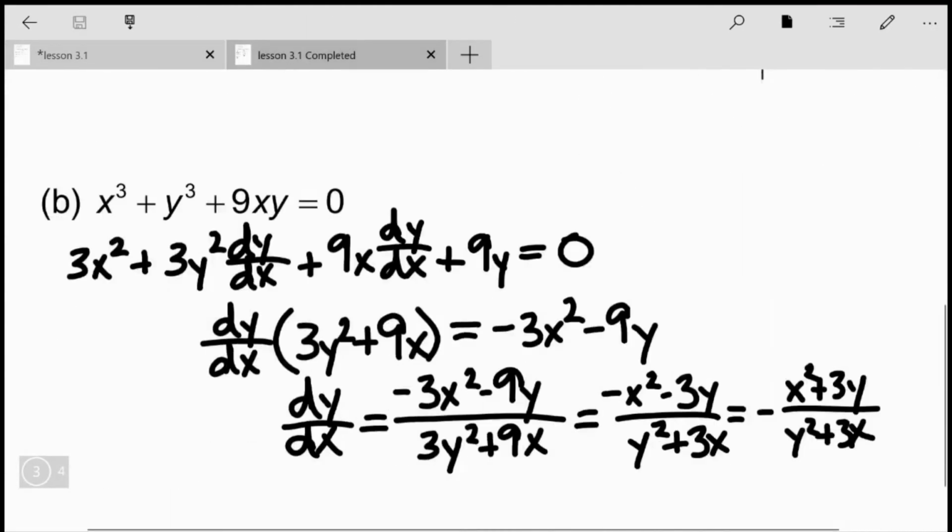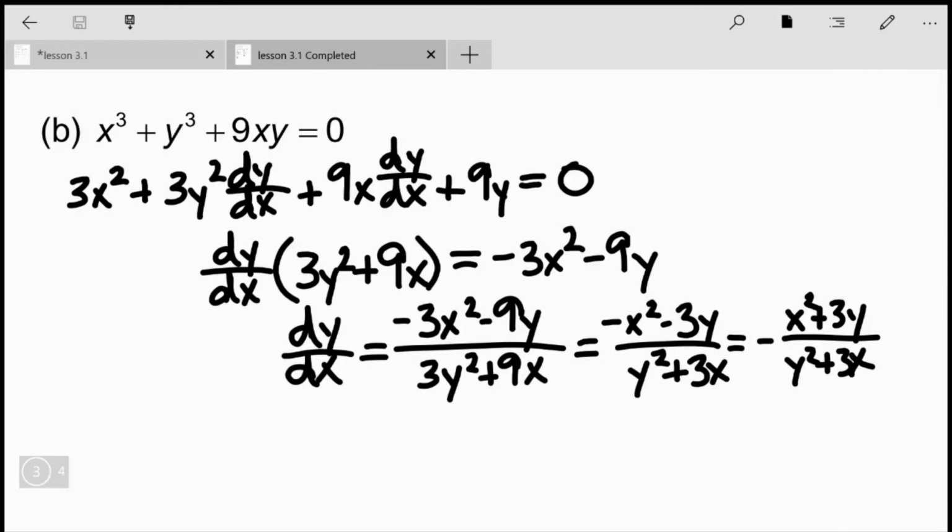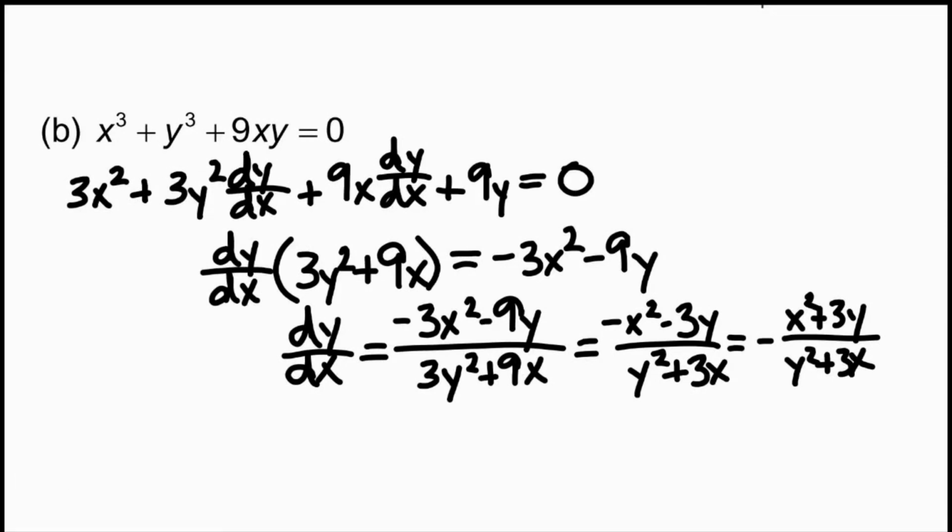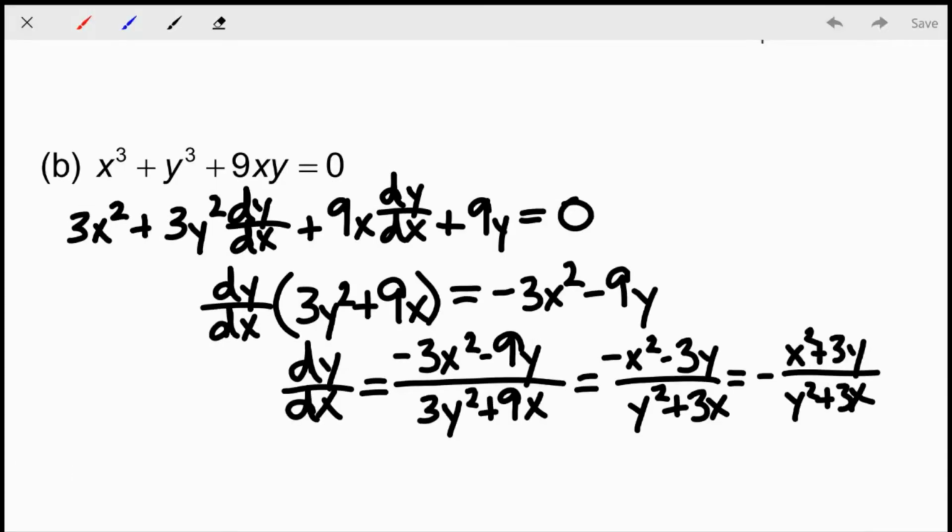Okay, so here's what you should have ended up with for that one. You can see that on the first step, I didn't try to do any algebraic manipulation. I just took the derivative of the equation in the form that it was in, and I got 3x squared plus 3y squared dy dx plus 9x dy dx plus 9y. So that second piece of it is all the result of doing my product rule. Okay, and then on the right side, the derivative of 0 is 0.